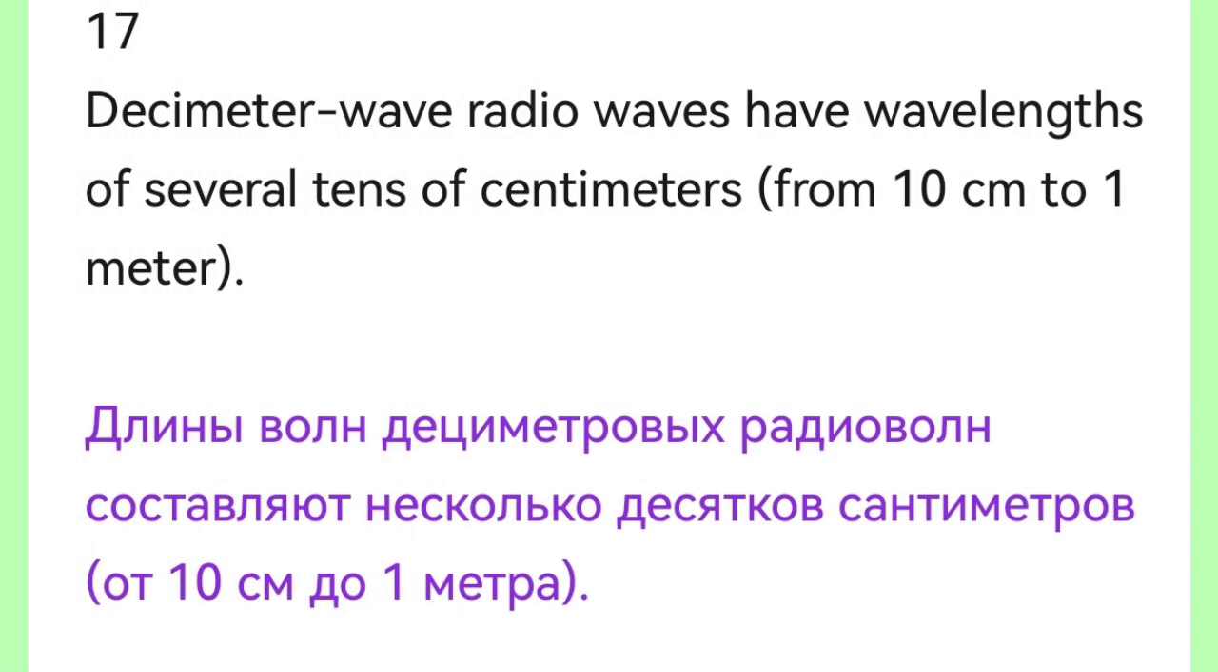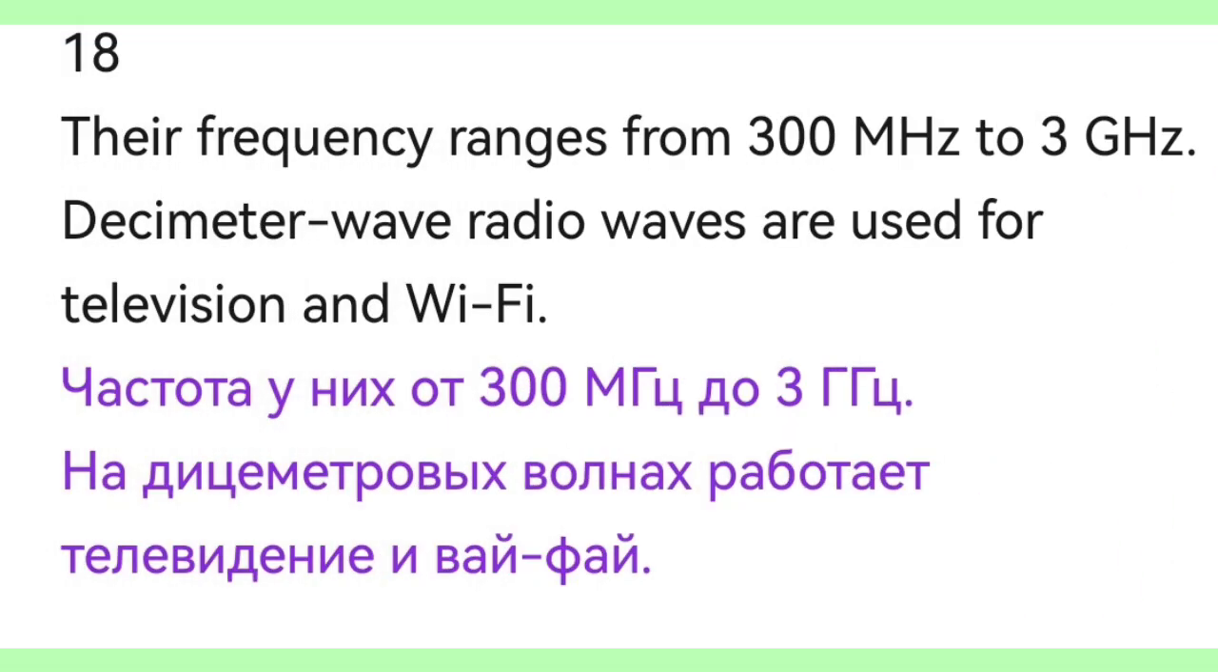Decimeter wave radio waves have wavelengths of several tens of centimeters, from 10 centimeters to 1 meter. Their frequency ranges from 300 MHz to 3 GHz. Decimeter wave radio waves are used for television and Wi-Fi.